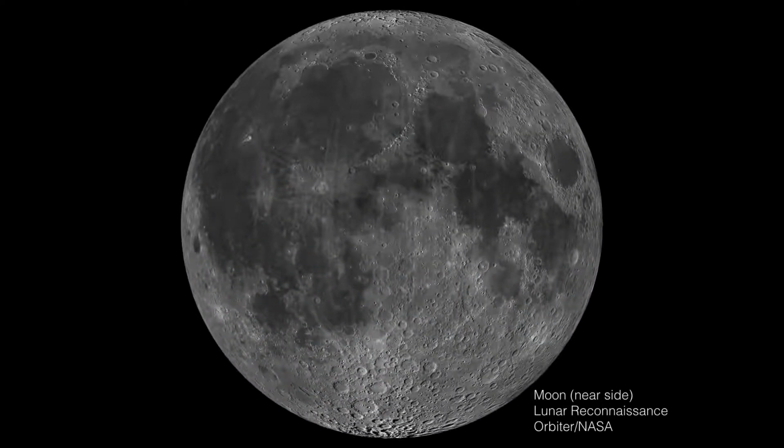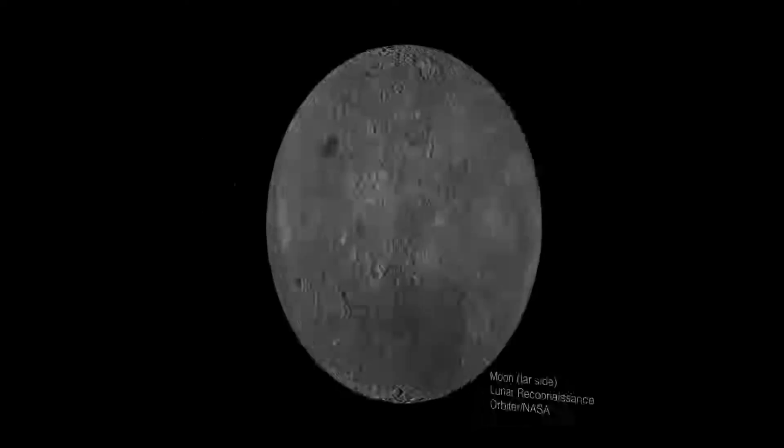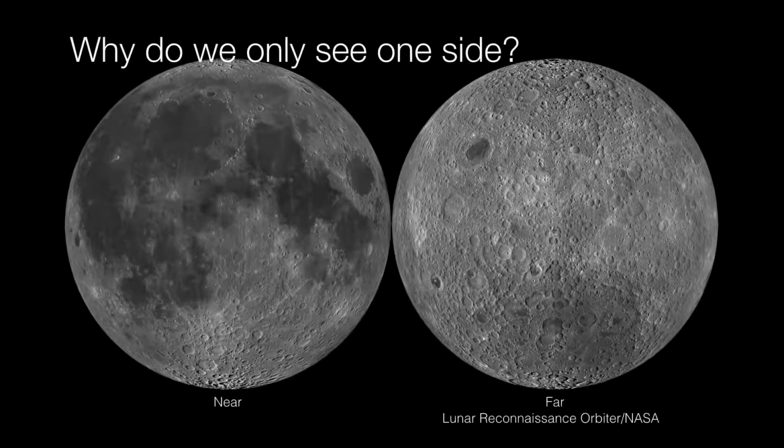So a really good way to compare the near side and the far side is to look at them side by side. You notice that the near side has these light regions, but also many darker regions. These are known as mare, and the far side is dominated by highland regions. So the question now is, why do we only see one side? Well, we will eventually learn that this all has to do with something called tidal forces.